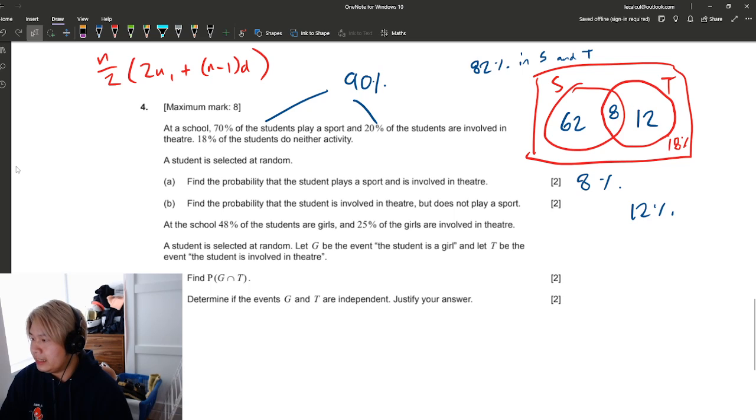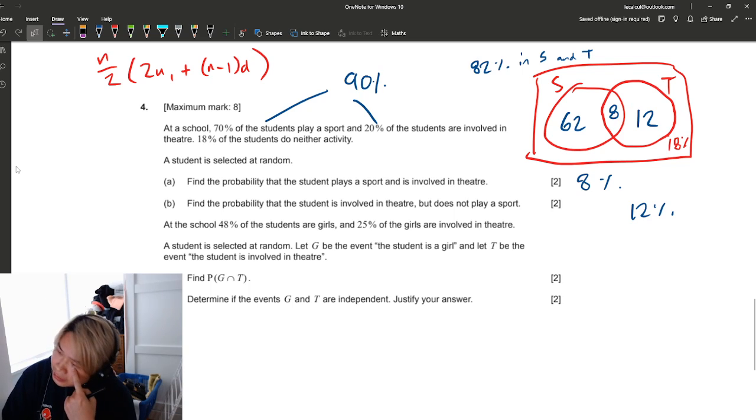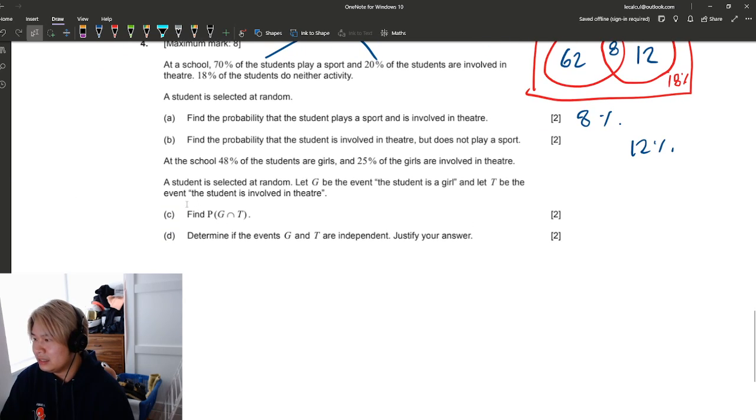All right, now, at the school, 48% of the students are girls, and 25% of the girls are involved in theater. Okay. A student is selected at random. Let G be the event, student is a girl. Let T be the event, student is involved in theater. Then we need to find out the probability that the student is a girl and at the same time in theater. Oh boy.